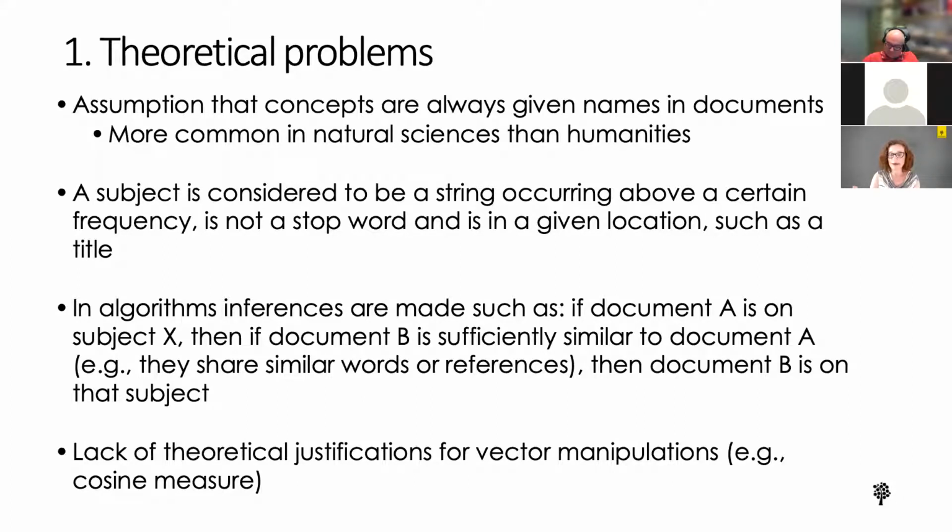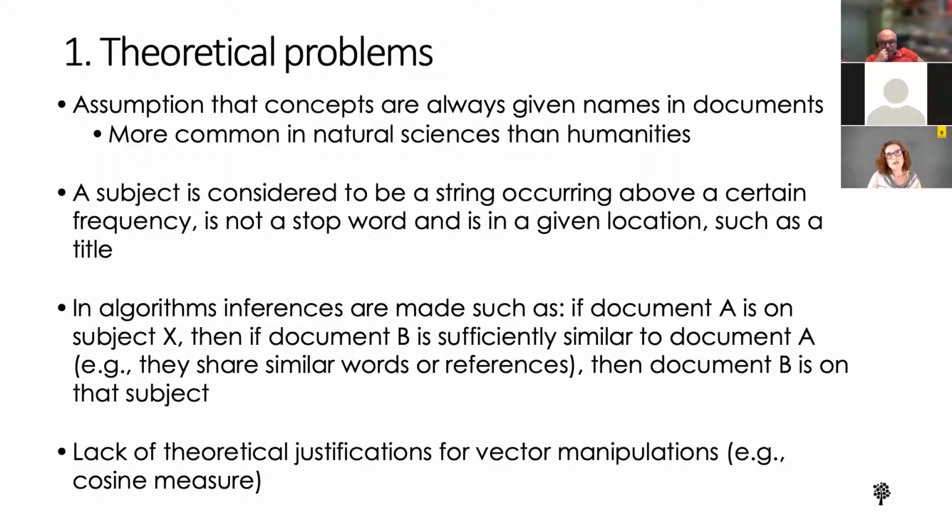Again, this is problematic because think of humanities text, this would not really work that well. Also, in algorithms, inferences are made such as if document A is on a subject X, then if document B is sufficiently similar to document A, for example, based on a comparison in machine learning, or if they share similar words or references identified in some other way, then document B is also on that subject.